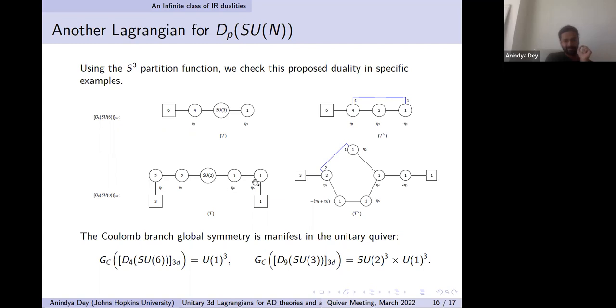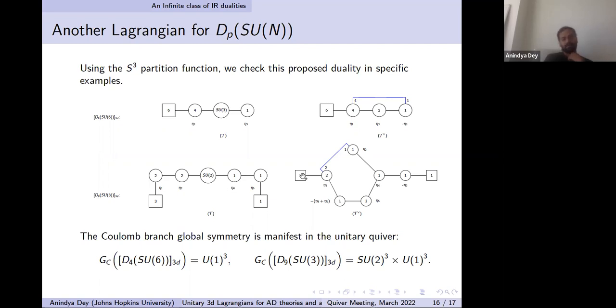Okay, but that becomes completely manifest on the other side. So let's count. So you see, let's see. So this one is balanced. This one is balanced. This one is balanced. So that gives you an SU2 cubed. And there are three unbalanced ones. That corresponds to U1 cubed.